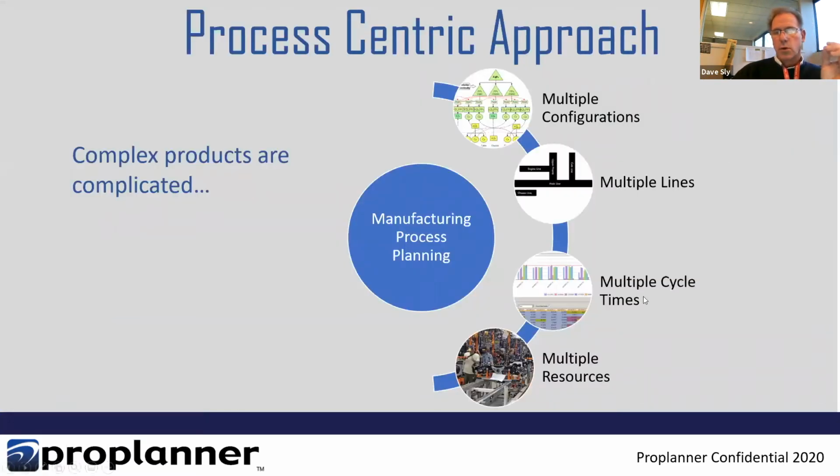Now, what makes this a little more complicated is that we have multiple configurations of the product, we have multiple assembly lines we build it in, we have multiple cycle times. The processing times that steps take in those lines vary considerably. We have to consider the variability of different model mix scenarios on these multiple lines.